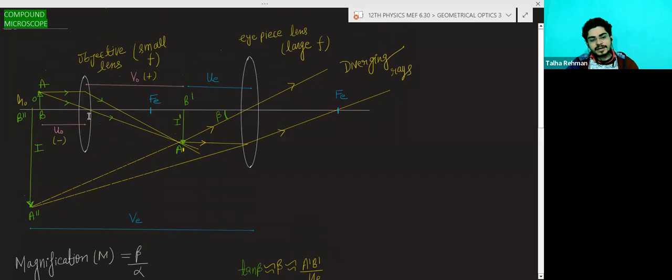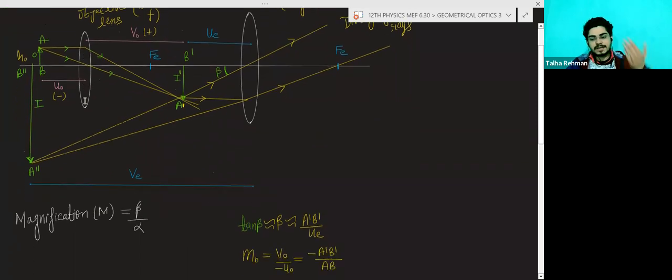Now after that I have calculated the magnification of the objective lens. Magnification of the lens is v by u, so v naught by minus u naught, I have taken with sign. And there is one more formula for the magnification: height of the image divided by height of the object. For this objective lens, the image is this and the object is this, so height of the image is negative. That is why I have taken this as negative.